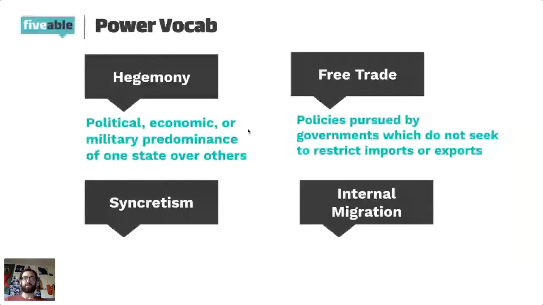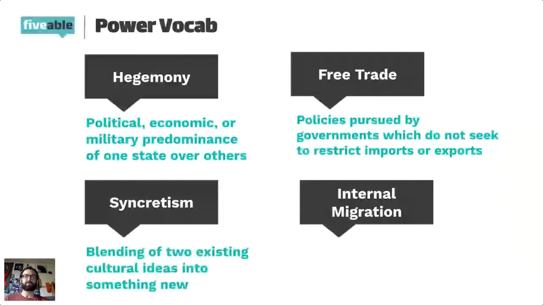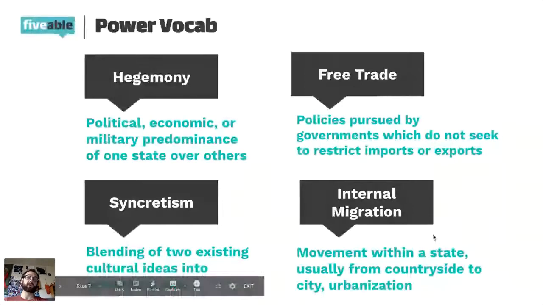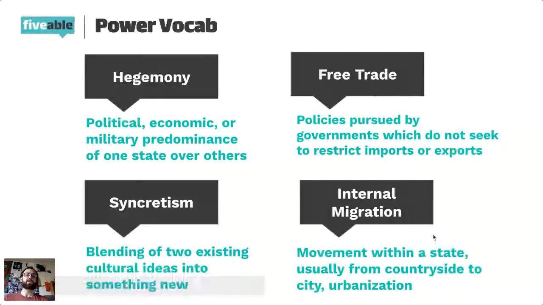Syncretism, as we've beaten this one to death, we know what this is, right? And internal migration, as Juliana said earlier, happens within states, and it usually is a country to city movement. It really happened a lot in Europe and the United States during the Industrial Revolution, parts of Japan during the Industrial Revolution, and actually right now, today, it's happening a lot in China. The cities of China are exploding because people are moving in from the countryside. So internal migration. Just a little reminder that migration doesn't always mean crossing borders. It can also mean within borders. Cool, all right. We've got some power vocab.